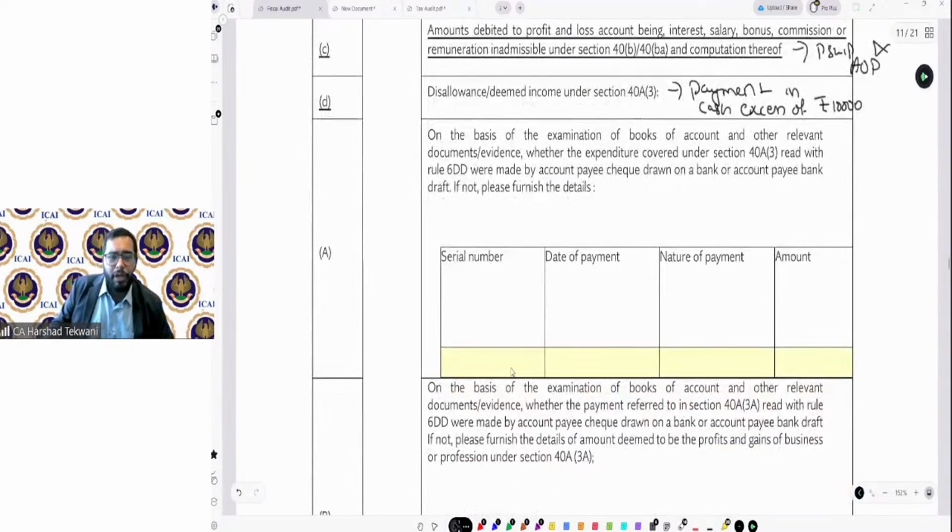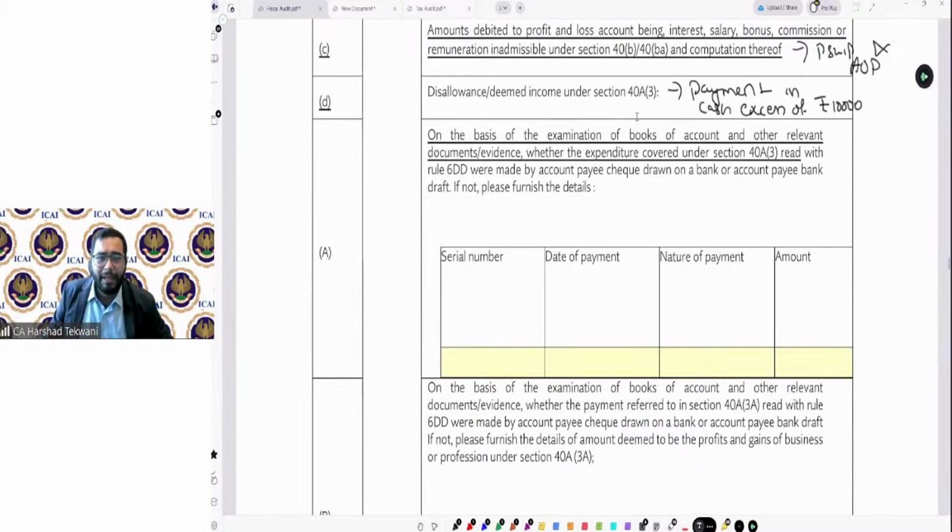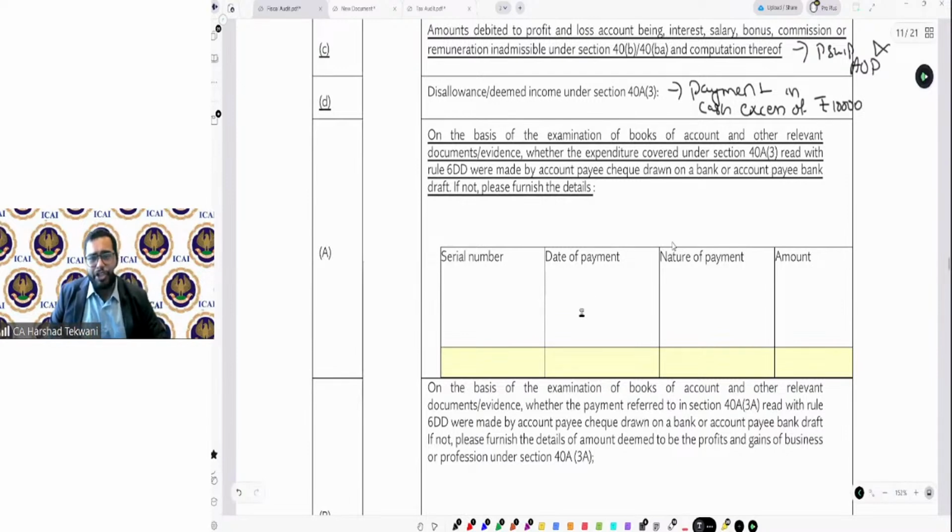Okay. Now you need to make sure that there is one more reporting with respect to 40A(3), that is: on the basis of examination of books of account and other relevant documents and evidence, whether the expenditure covered under section 40A(3) read with Rule 6DD was made by account payee check drawn on bank or account payee bank draft. If not, please furnish the details below. So whatever payments have been made by check, you need to check whether that has been an account payee check or a normal bearer check. If that is an account payee check, then it is fine. If it is not, then you need to provide the details over here.